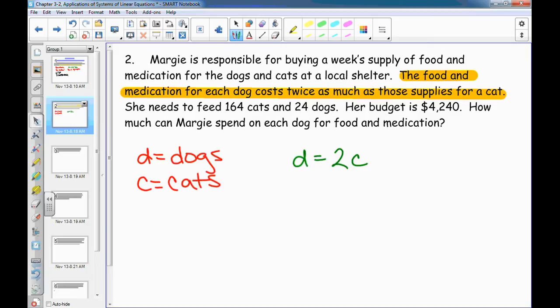Nope. I got to think money now. Think your conveyor belt. There went 164 cats. For each cat, I got to medicate and feed it, right? So that's going to give me what? 164C. And on my conveyor belt, I now have what? 24 dogs. So 24D. And I'm going to hand the money to the checkout clerk, and it's going to be how much money?